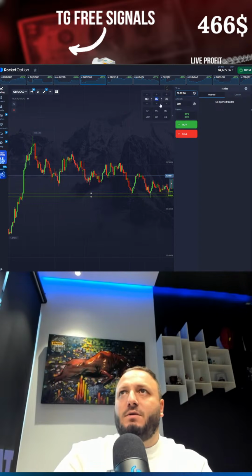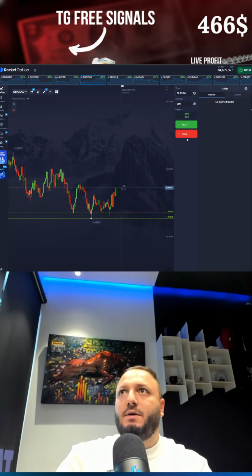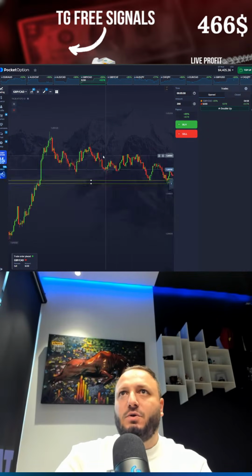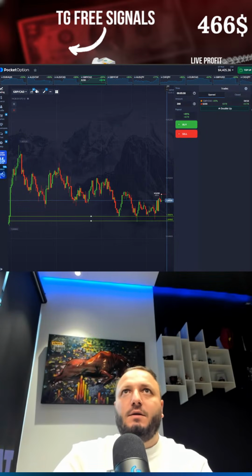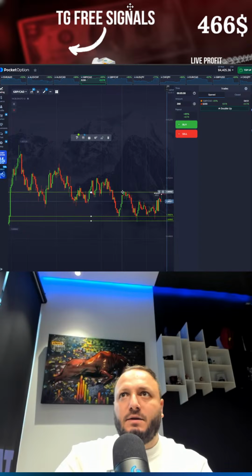But right now I have a good situation here. I'm going to open a deal down with 5 minutes, because at first we have a downgoing local trend, and let me show you with a horizontal line. We have a level here, we have a resistance level here. Let me show you normally. Here it is.